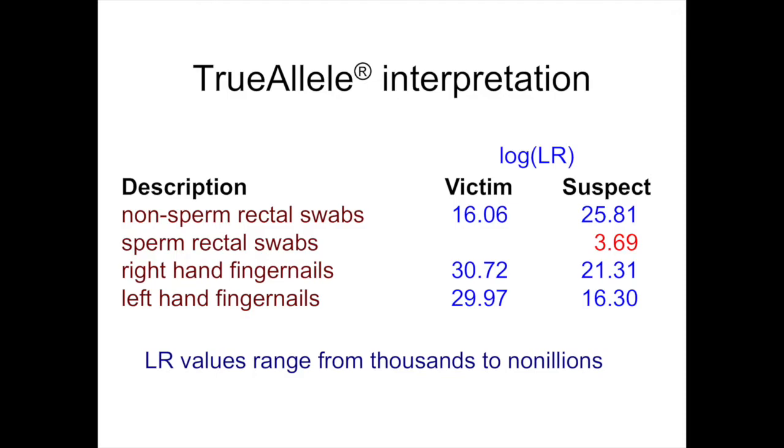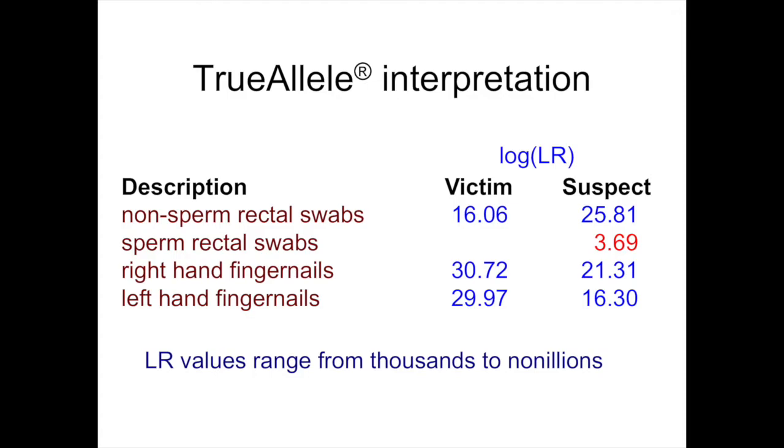So here are 4 evidence items: rectal swabs, non-sperm fraction, sperm fraction, hand, fingernails, right and left, all from the victim. And here's the log LRs that are found by computer. 15 zeros is a quadrillion, 30 zeros is a nonillion. So a lot of information in these inconclusive mixtures, consistent with the victim and the suspect. Ultimately, based on a lot of evidence, including DNA, the gentleman did plead guilty.